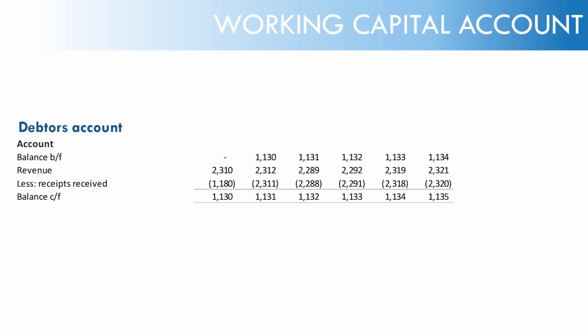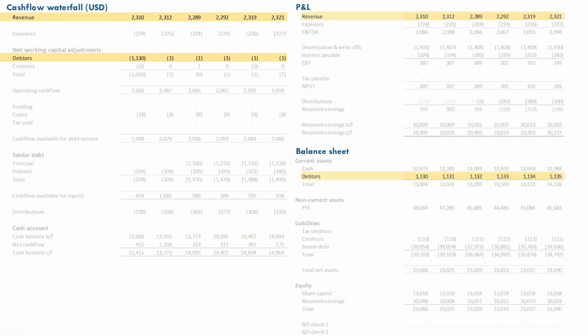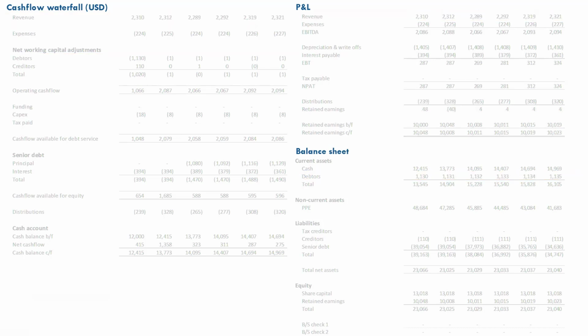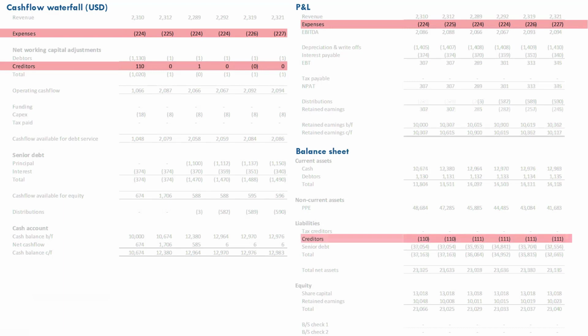Here, the account for working capital. This is like a mini 3-way statement with cash receipts, cash flow waterfall, revenue, P&L, and trade debtors, balance sheet. Note generally, the way we represent cash receipts on the cash flow waterfall is using revenue and then backing out the net working capital adjustments. Expenses are similar with cash payments, OPEX, and trade creditors.